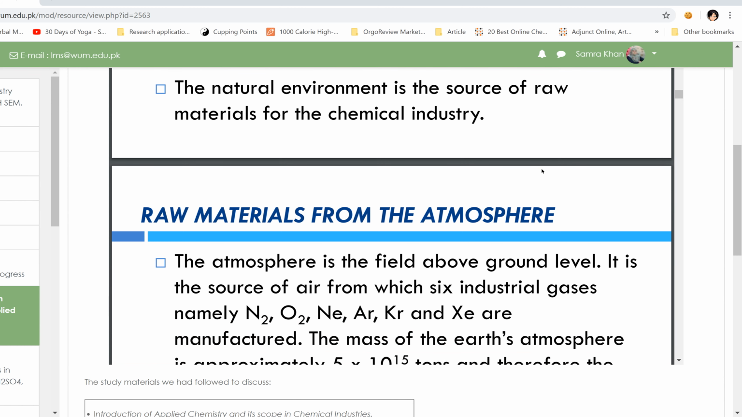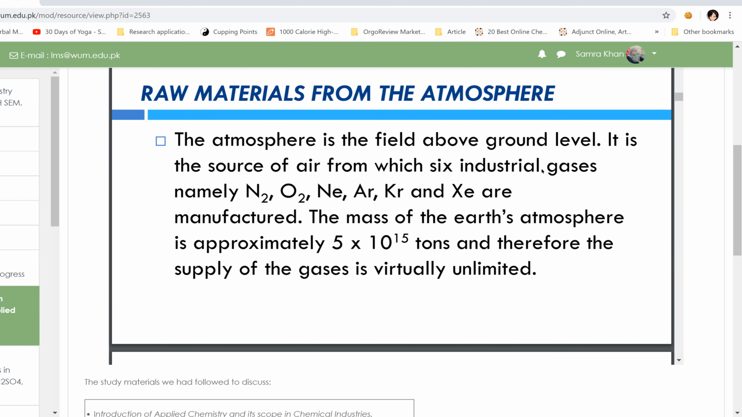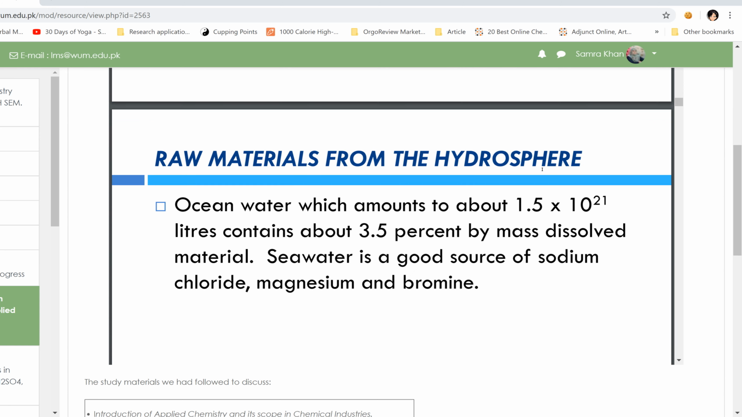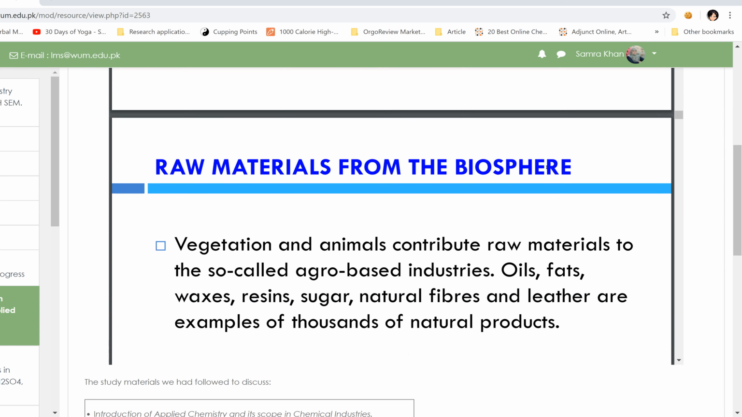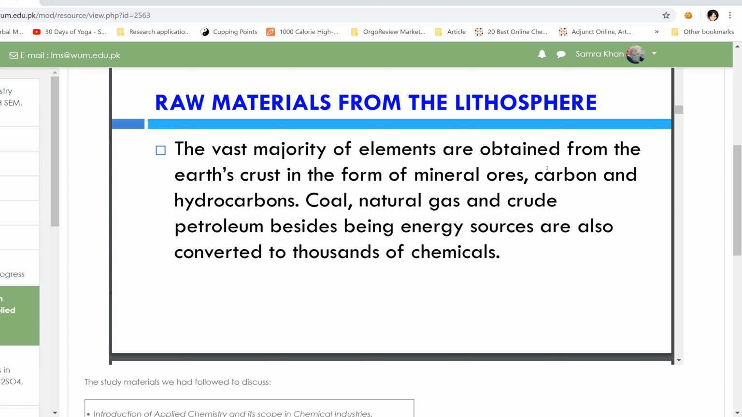Similarly, for air, the nitrogen, neon and argon that we require are all taken care of from the atmosphere. So you always have to be thankful to Allah Ta'ala for nature. Here we go. Moving on, I'm quickly going through because we have already looked into it.